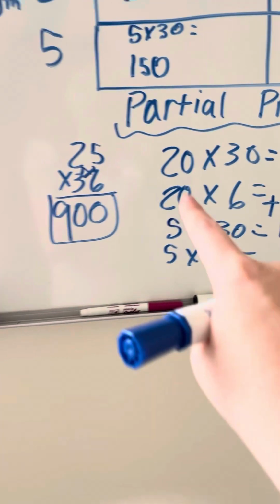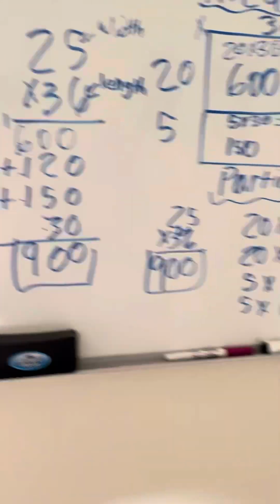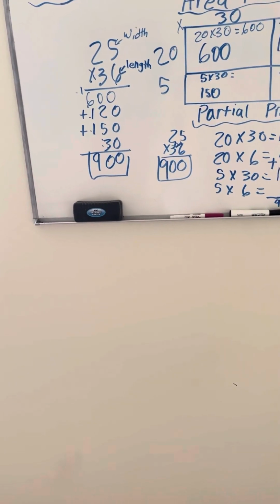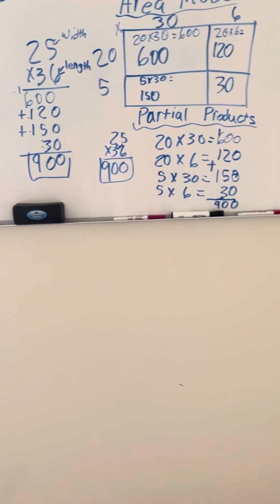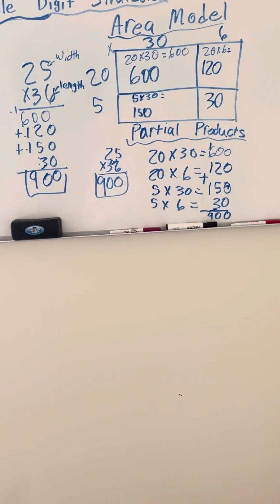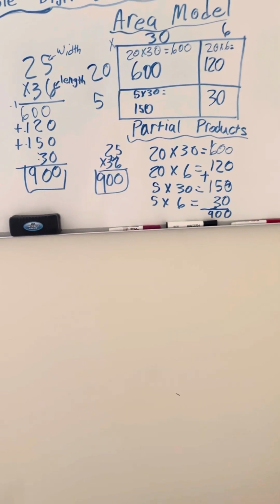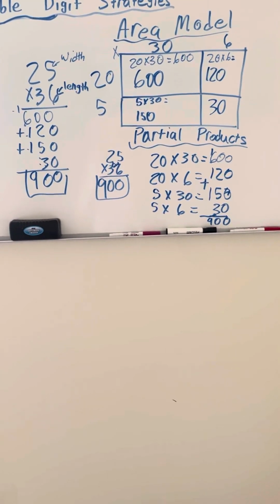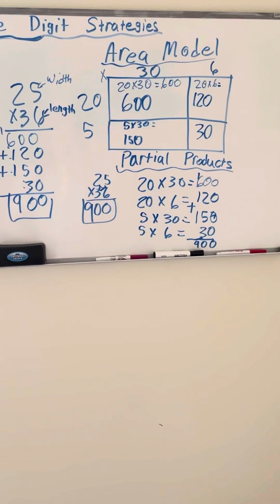So partial products got us 900. Area model got us 900. So as you can see, both strategies are great. And then the last strategy I'm going to quickly go over is the standard method, which I know parents you're familiar with, and students, we've talked about it. And I know some of your parents have told you about it as well as teachers in the past.